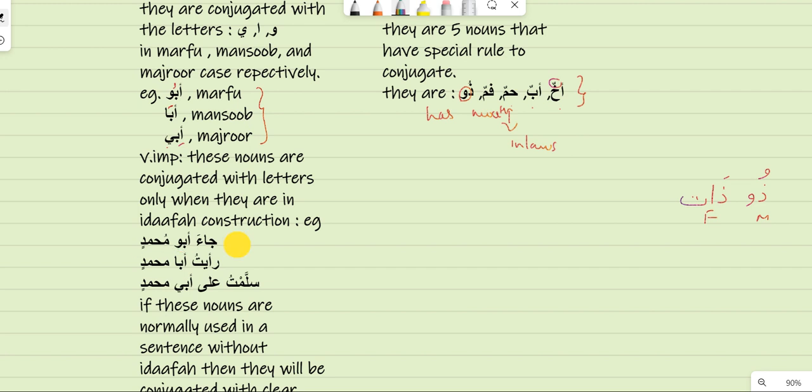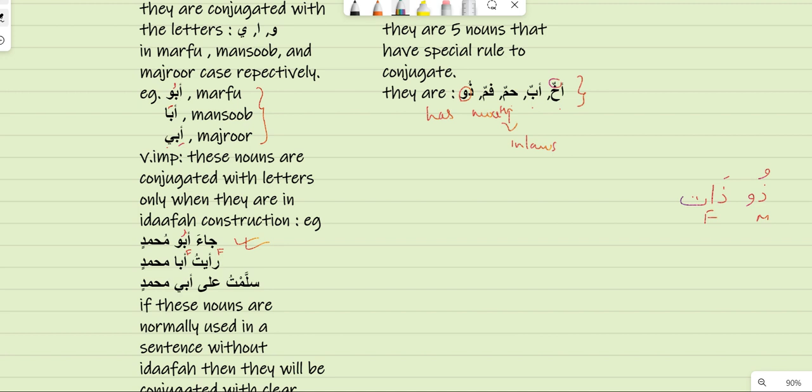Now this is a jumla with a fail. Fail and file, you know the fail is always in marfu. So ab is in marfu case, so here you will conjugate with waw and dhamma. Only and only when they are in an idafa construction will you conjugate them with letters, not when they are coming alone. For example, in mansub: ra'aytu aba muhammadin, sallamtu ala abi muhammadin.